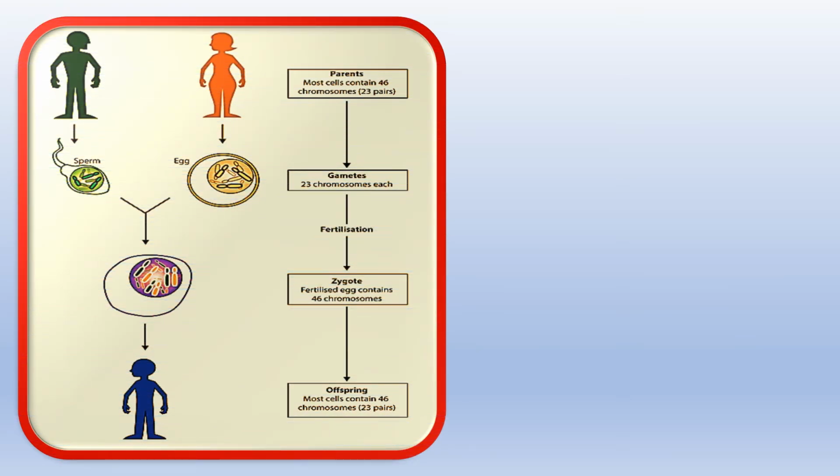If you see the picture here, you will see a female and a male called the parents. Most cells contain 46 chromosomes, that is 23 pairs. So we have the male having 46 chromosomes or 23 pairs, and the female having 46 chromosomes or 23 pairs.